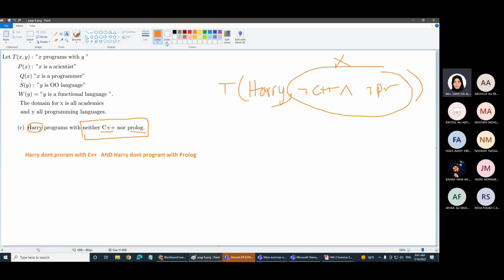Okay, so here I can write the symbolic form for this: T, Harry comma C++, and there is a not here. It means Harry does not program with C++, and again he is not programming with Prolog.